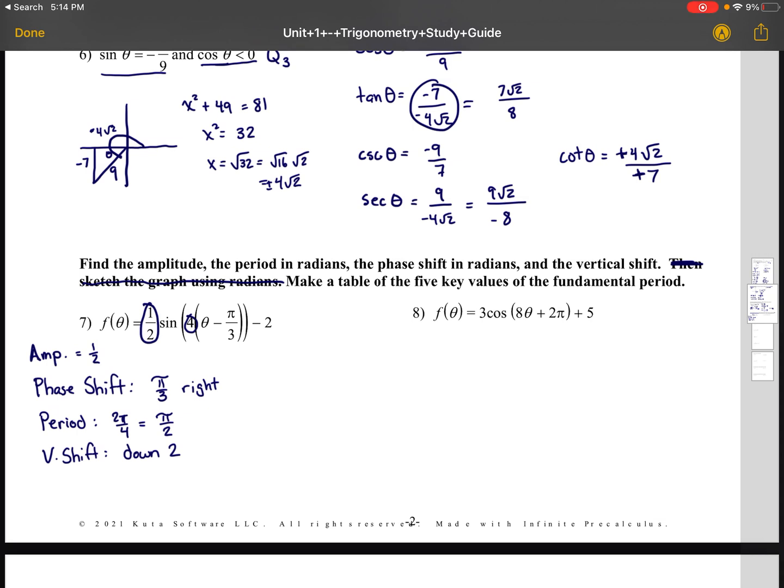So now if our period is pi over 2, then our quarter period is pi over 2 divided by 4, which is pi divided by 8. That means from our phase shift value, we need to just add pi over 8. So on our table, the first value that we have is pi over 3.